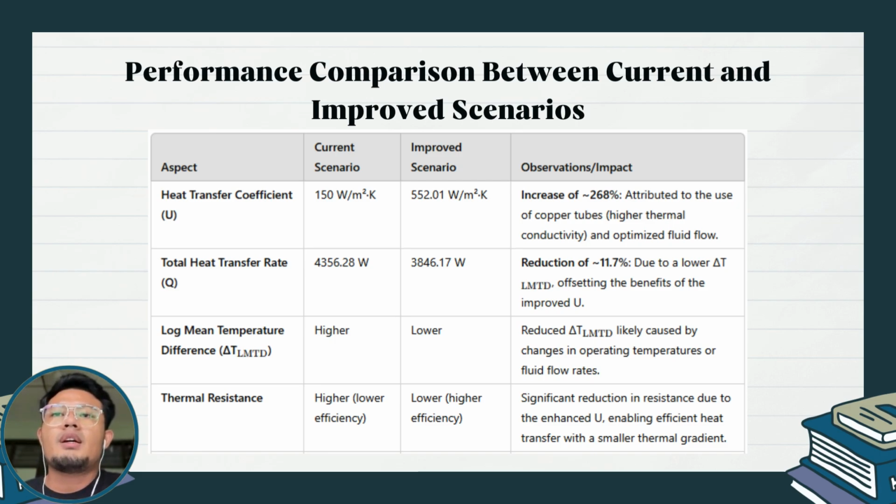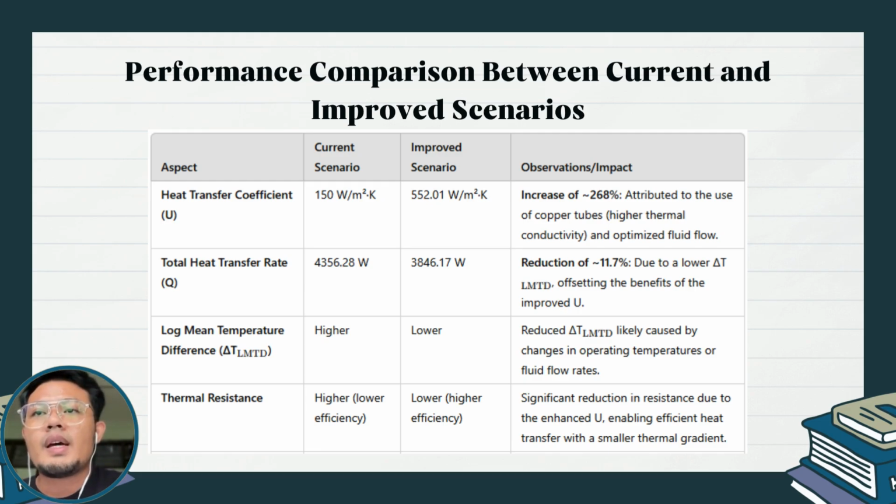Okay, the first one we have is the heat transfer coefficient. In the current scenario we have 150, and the improved scenario is 452.01. The impact of the improvement is an increase of about 268%, attributed to the use of copper tubes, high thermal conductivity, and optimized fluid flow.